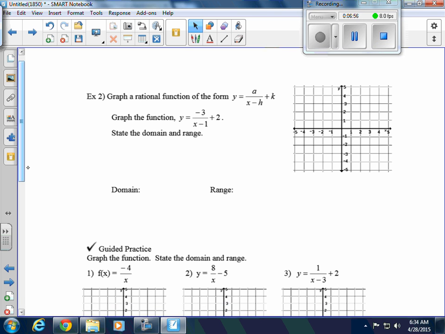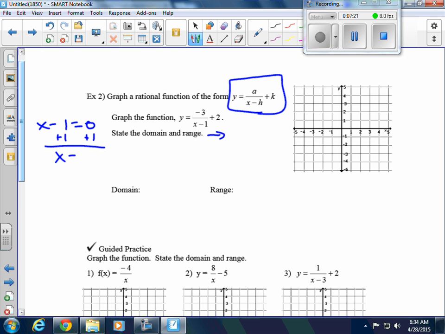So if we look at example 2, here is the standard form of our hyperbola, and this tells me that I'm going to shift my asymptote to the right 1 unit. And think about it this way. What makes that denominator equal to 0? If I go x minus 1 equals 0, I add 1 to both sides, and so I know that x equals 1. That's the number that will never be in the domain of this function because it would make our denominator 0.